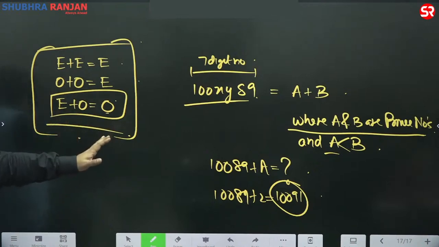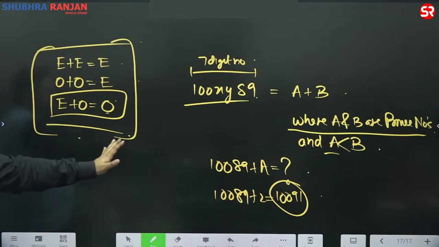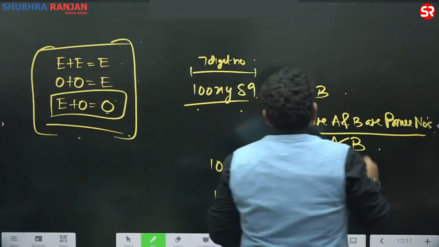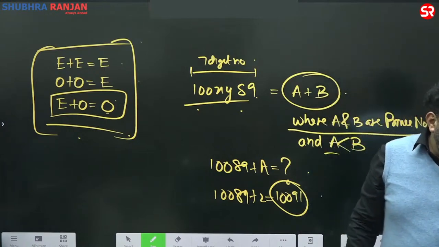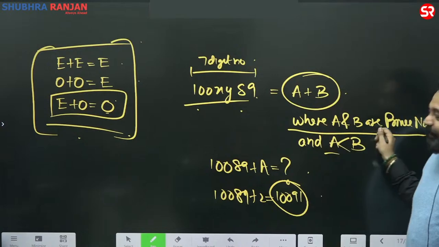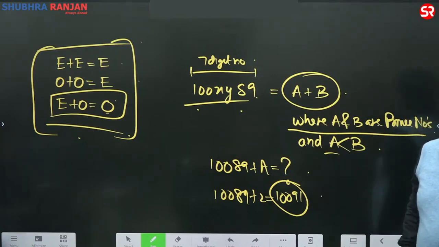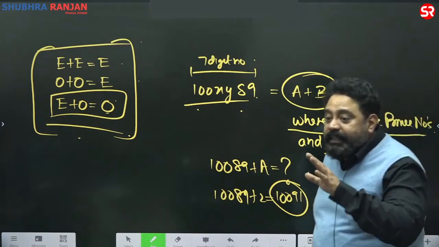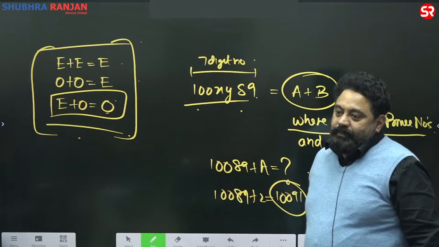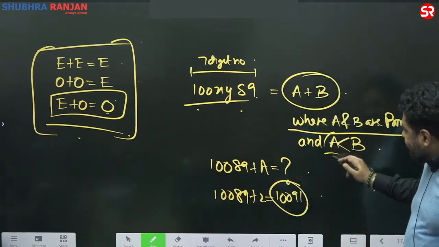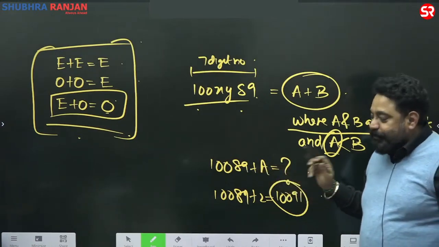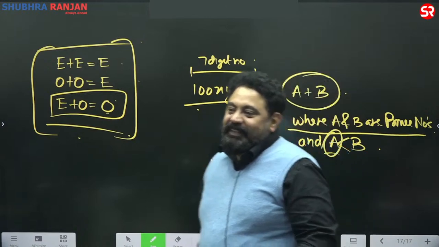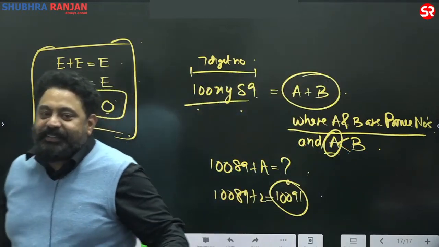Shall I teach it again, guys? Shall I give it a go again? Look, a 7-digit odd number is given as a sum of two numbers. One is even, one is odd. Out of A and B, one is even, one is odd. Please pay attention. A and B are prime numbers. Out of A and B, one of them is 2 because there is only one even prime number, that is 2. And A is less than B, which means definitely A is equal to 2. So your answer is 10089 plus 2, 10091. Clear? Is it okay? Done?